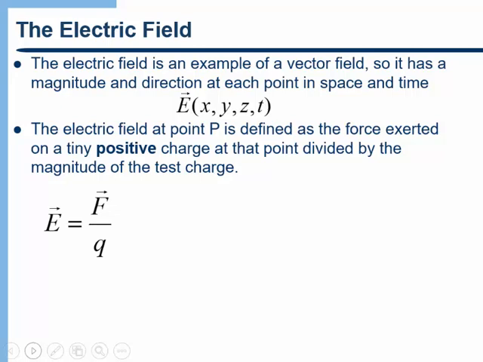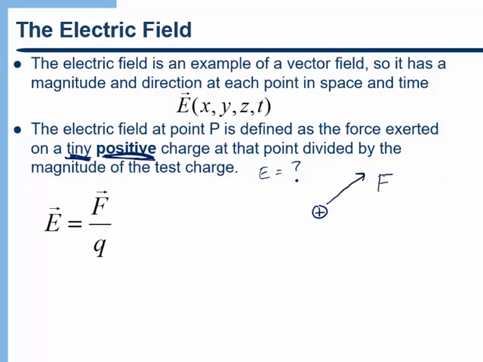The electric field at a point P is defined as the force exerted on a tiny positive charge at that point divided by the magnitude of the test charge. So let's say I want to figure out, is there an electric field at this point right here in space? What would I do? Well, I would take a positive test charge. And by the way, the reason that we specify tiny is we don't want to affect the other charges that are actually creating the field at that point. Notice that it's a positive test charge. That's important. So we would take a little positive test charge and we would see what happens to it.